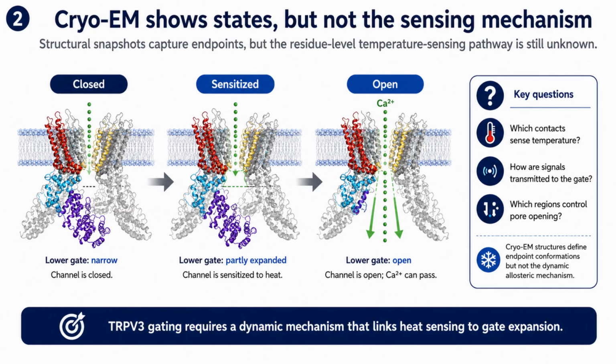Cryo-EM structures have shown closed, sensitized, and open states of TRPV3, but these structures are snapshots. They do not explain which residue interactions sense temperature, how that information is transmitted through the channel, or how distant regions control opening of the lower gate.